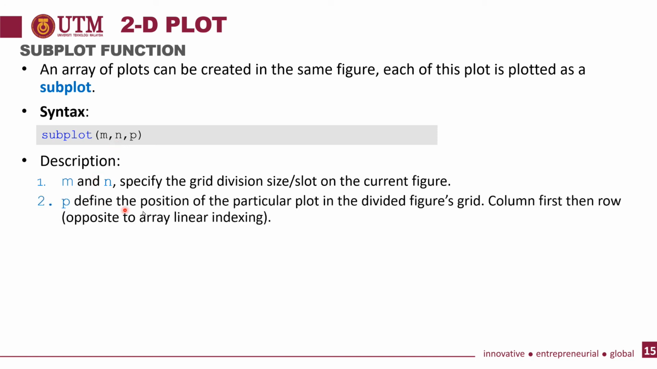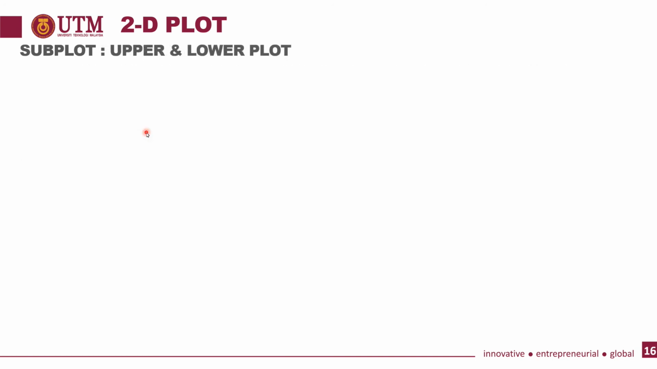P defines the position of the particular plot in the divided figure's grid. P is the position of the plot. It will finish the numbering of the column first, and then proceed to the row. Later on I will show you how the plot is positioned based on the value of P. Now, subplot with upper and lower plots. Upper and lower subplots can be defined by a 2 by 1 grid, so 2 rows, 1 column.